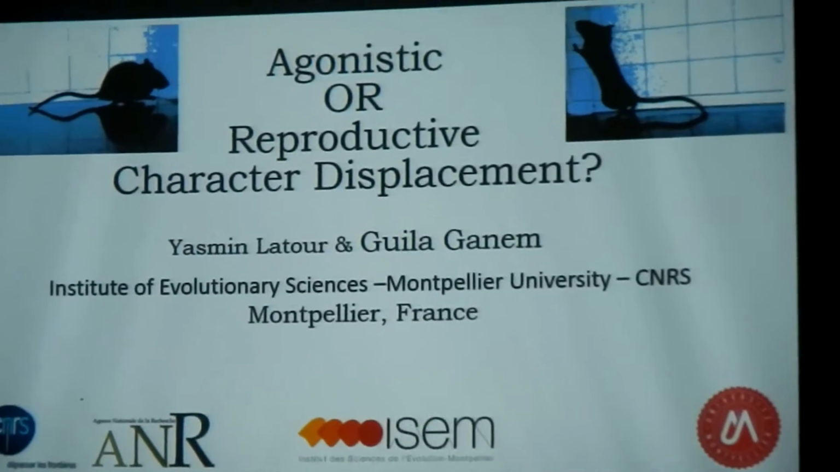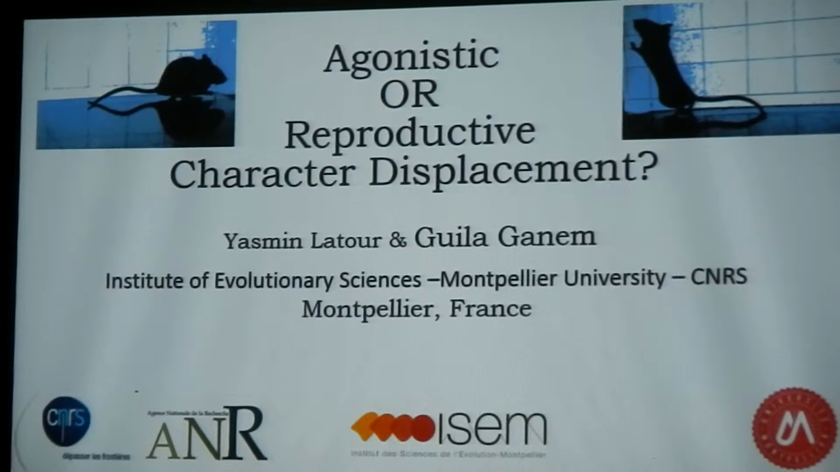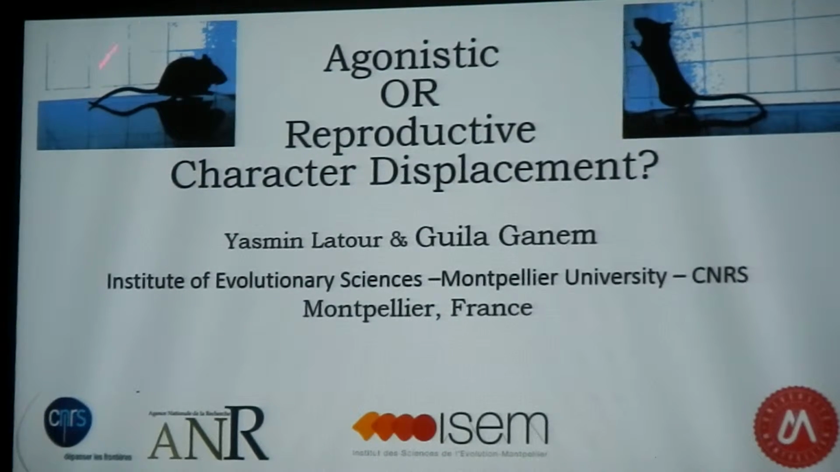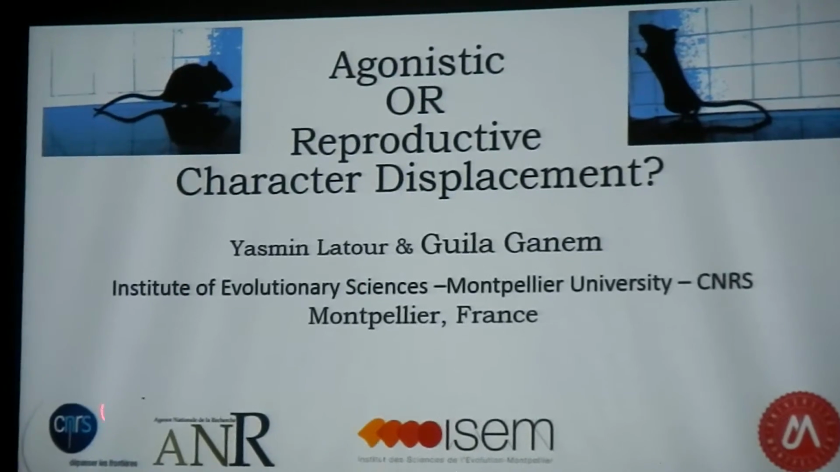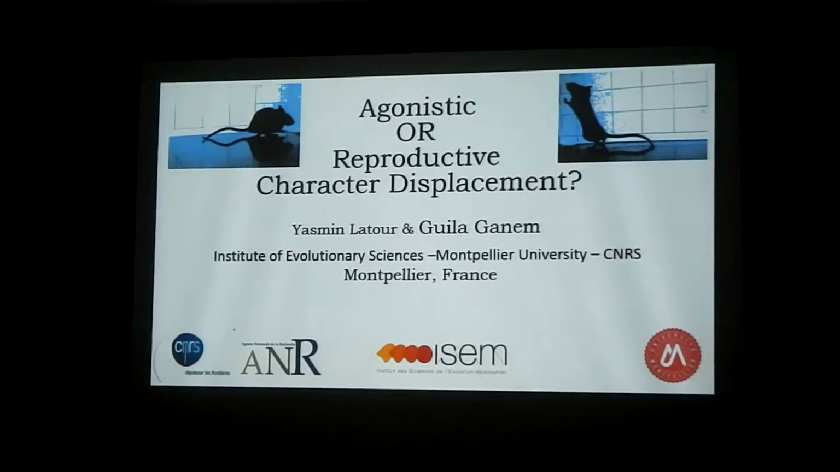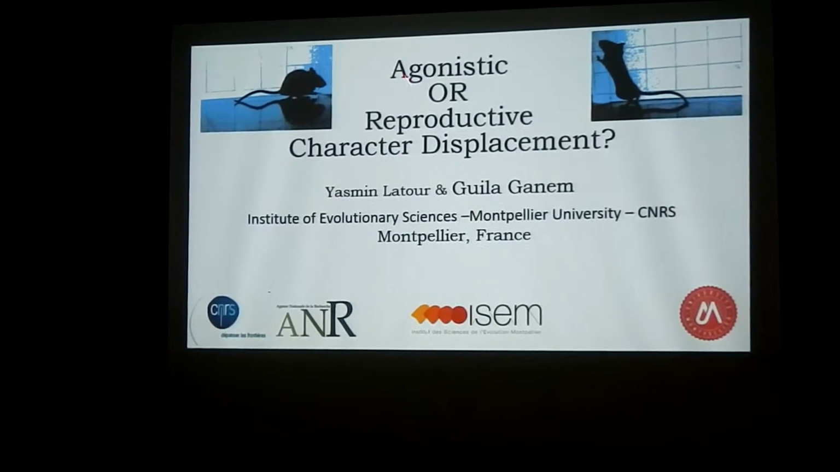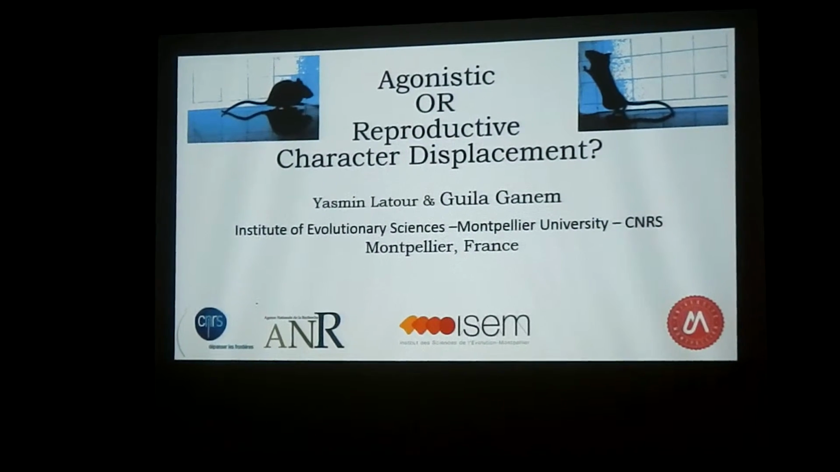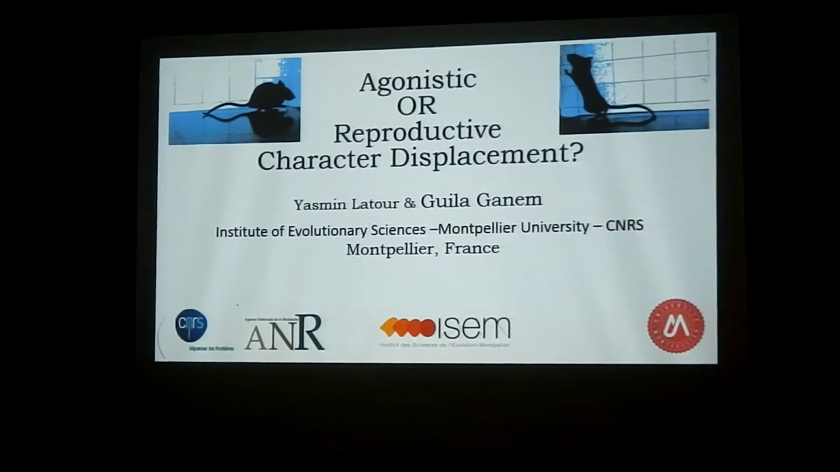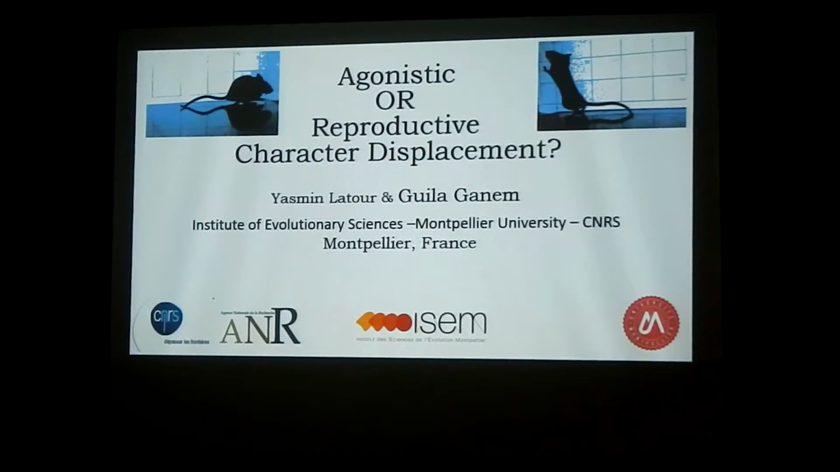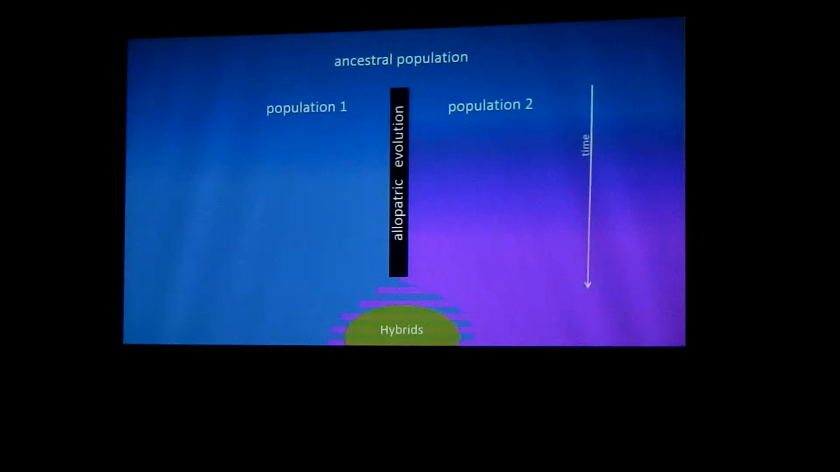Session on speciation, and I'm also the first speaker, and I will present a study that is part of the PhD work of Yasmin Latour that was done at the Institute of Evolutionary Sciences in Montpellier. And this study is about testing whether agonistic outer displacement could explain a pattern of associative mating in the house mouse that we interpreted as the result of a process of reinforcement.